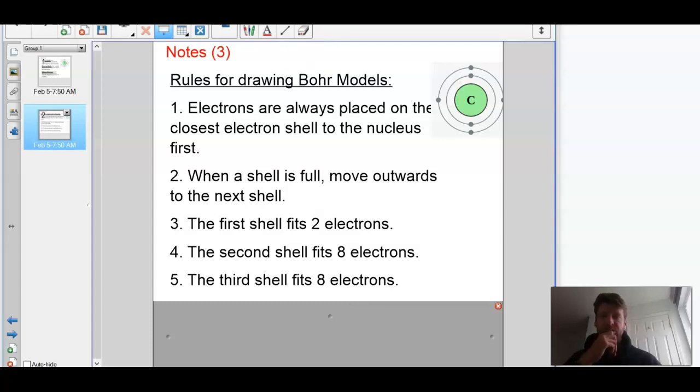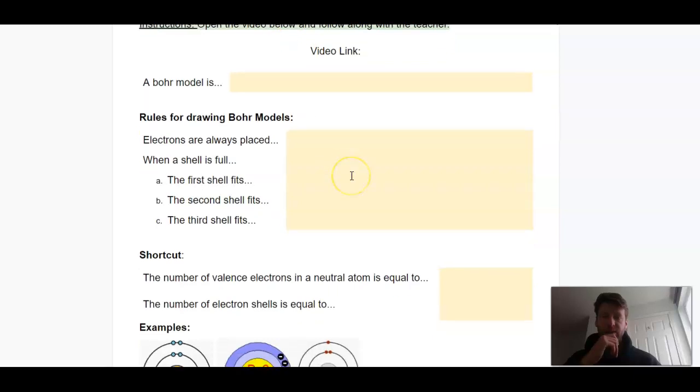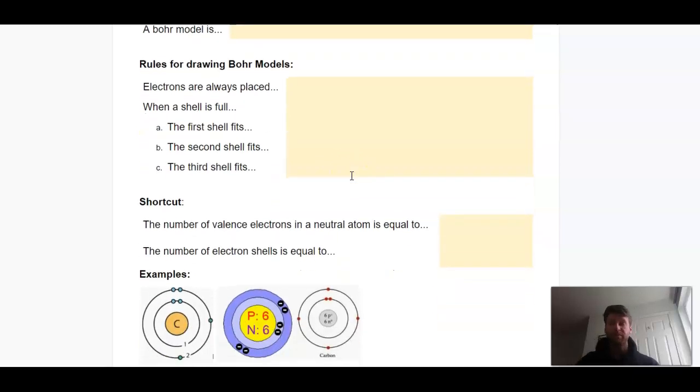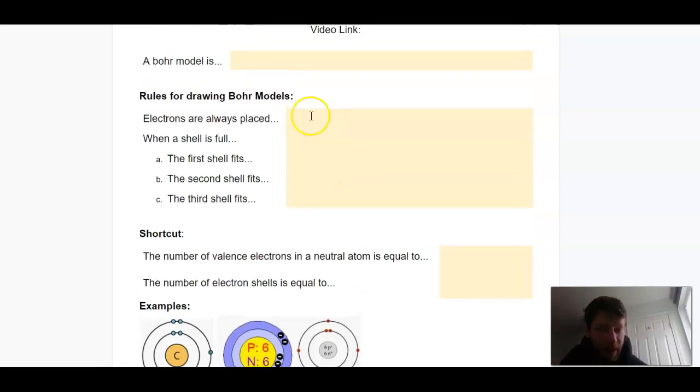Okay, let's move back to our guided practice. Let's move back to our shortcut. Now, you can always draw a Bohr model. It's a useful tool to figure out how many electron shells an atom has and how many valence electrons an element has. So I could tell you, go ahead and draw a carbon Bohr model to figure out how many valence electrons and electron shells.